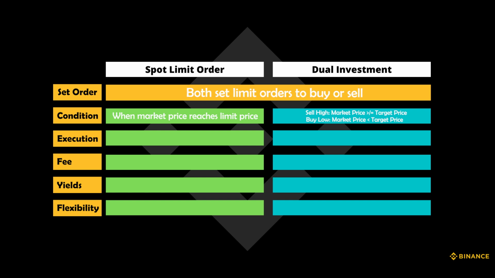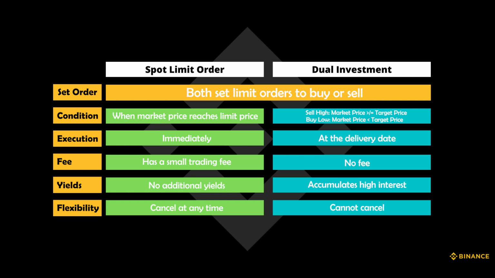Under execution, the spot limit order executes immediately, while dual investment only executes at the delivery date. Under fee, the spot limit order has a small trading fee, while dual investment has no fee. Under yields, spot limit order does not have additional yields, whereas dual investment accumulates high interest on top of the user's investment. And lastly, under flexibility, spot limit order is very flexible, meaning you can cancel at any time, while a dual investment cannot be cancelled until the subscription ends.